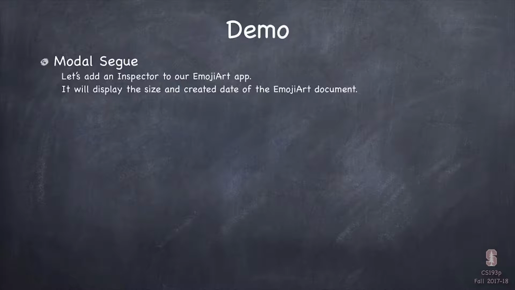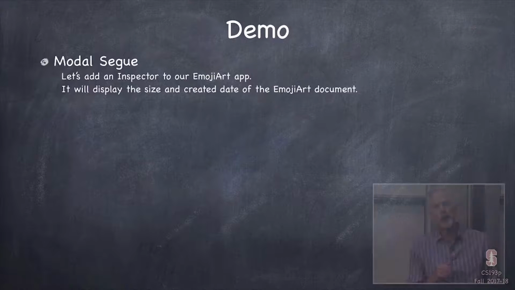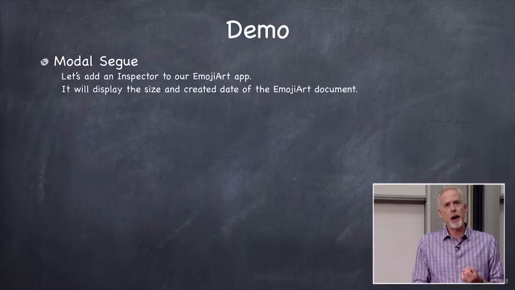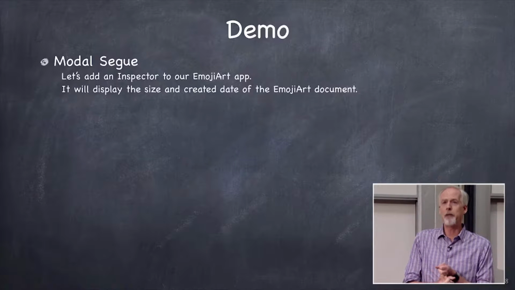We're going to go back to Emoji Art, and what we're going to do is add an inspector. You know how you have the inspector in Xcode? Well, we're going to have an inspector of our emoji art documents, and what it's going to tell us about our emoji art documents is the size in bytes and when it was created. Okay, so it's a simple inspector. This is a demo after all.